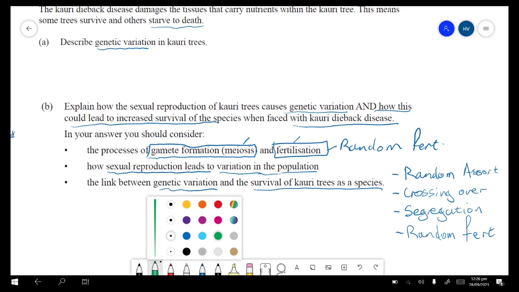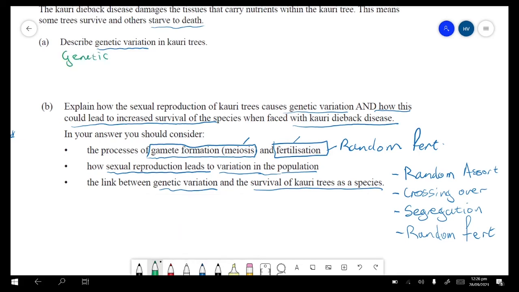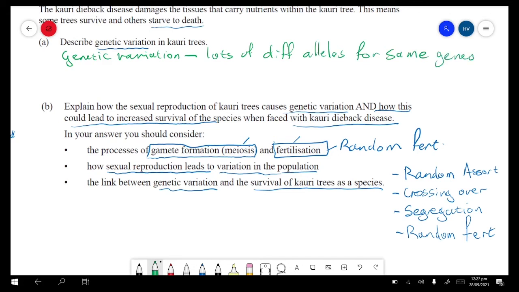Okay, welcome back. Genetic variation is when there is high genetic variation, in other words, lots of different alleles for the same genes. So if you think about hair color, all the different variations of hair color, in this case we want to say lots of different alleles for the same genes, and this would be fungal disease resistance.